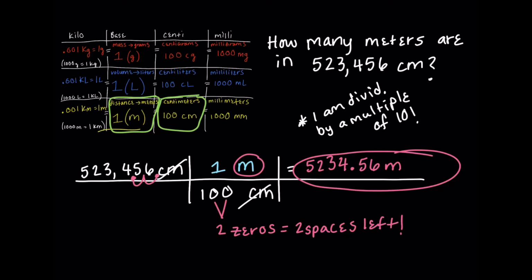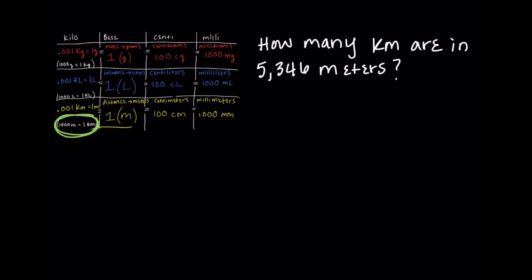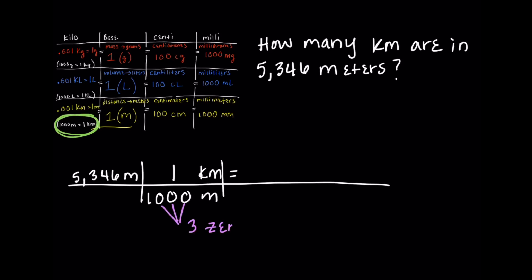And when I do that, my number becomes 5,234.56 meters. All right, how many kilometers are in 5,346 meters? This time, I circled the conversion that I'm using. My diagonal boxes, once again, have to have the same unit, m, which is meters. The number that goes by meters in the box that I circled is 1,000, and it equals 1 kilometer, which is why it goes in the numerator.